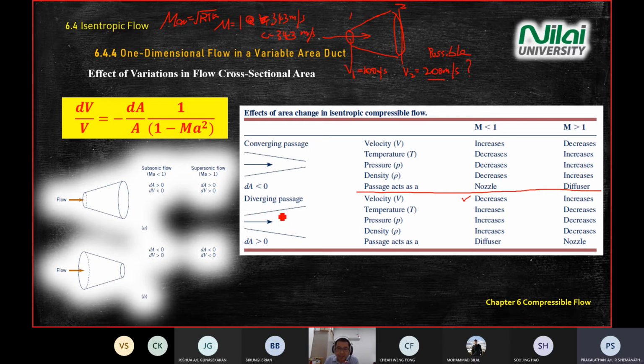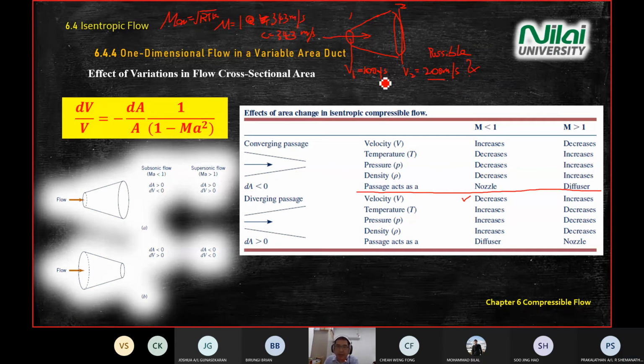Right? Because from here, diverging passage, and our input is subsonic, because we know that our speed of sound is 343. Not Mach number, our speed of sound is 343. Our speed here is less than 1, so we get Mach number less than 1. So based on the table, your velocity should be decreasing. So your V2 should not be more than 200.